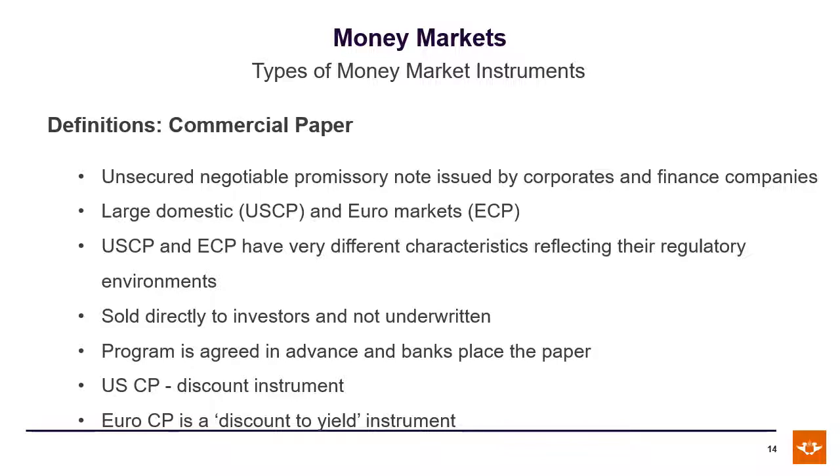They are sold directly to investors and they are not underwritten. A program is agreed in advance and banks place this paper with investors. US commercial paper is a discount instrument, while euro commercial paper is a discount to yield instrument.